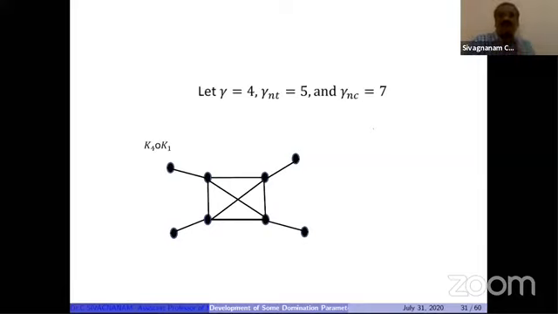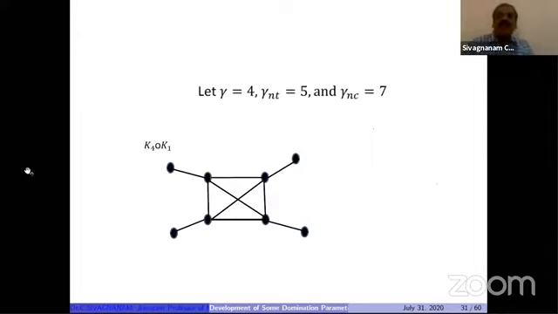For this, first we have to consider only gamma. Since gamma equal to 4, we draw the graph K4 corona K1. What does K4 corona K1 mean? Draw the complete graph on 4 vertices, and to each and every vertex we join a pendant vertex. It is called K4 corona K1. Suppose gamma equal to a, then we draw Ka corona K1. This is the first step.